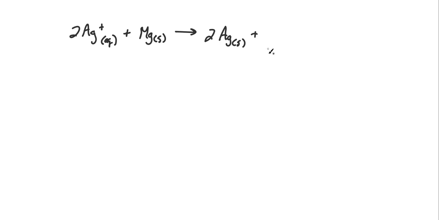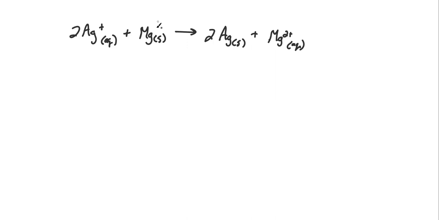So let's start with 2 silver plus, that is aqueous. Usually if you've got an ion or a charge there, it's going to be aqueous because ions dissolve easily in water. Plus we're going to have some magnesium solid. That's going to give us 2 silver solid plus magnesium plus 2 ions, aqueous.